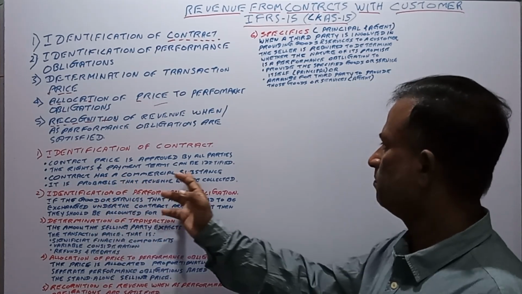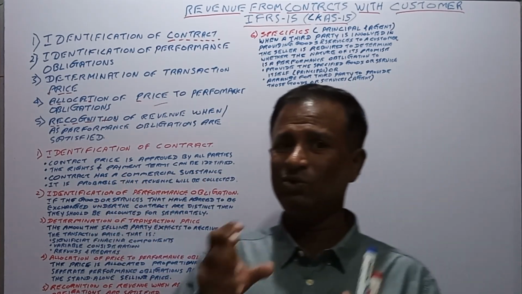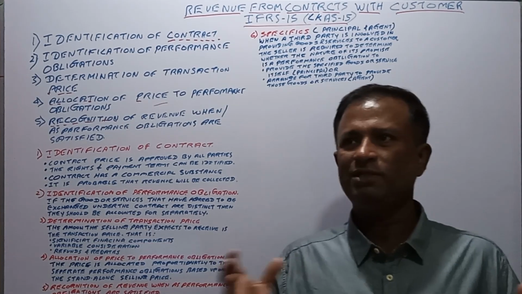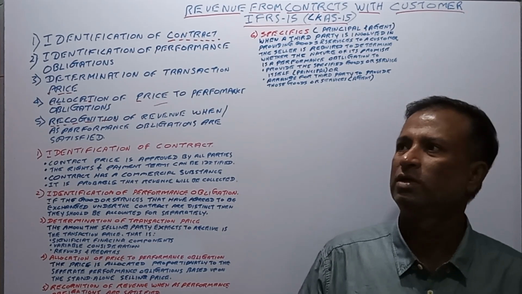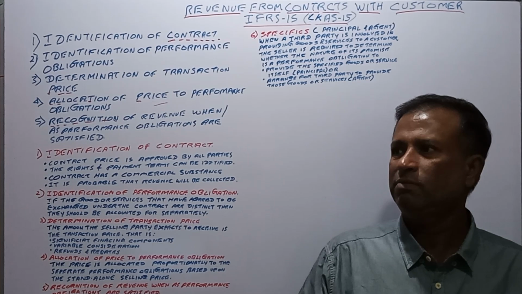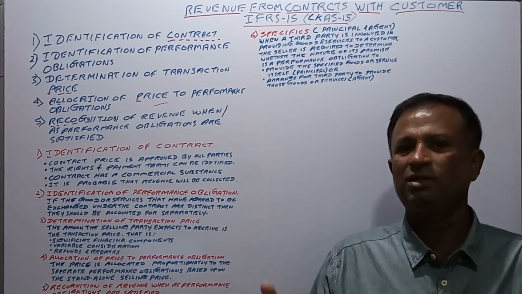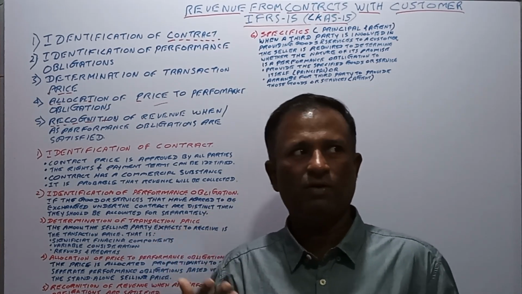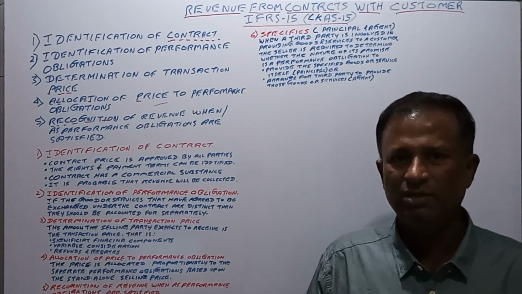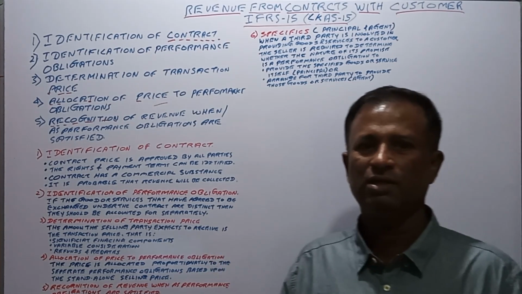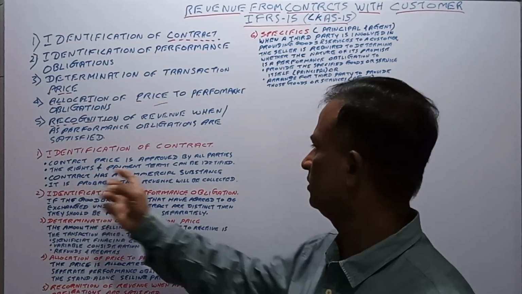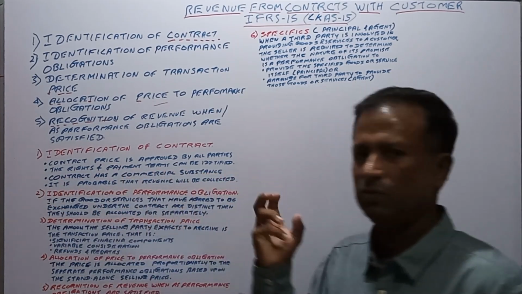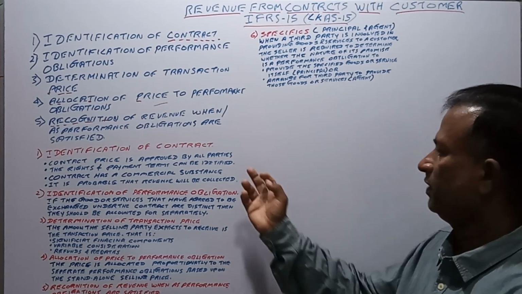The contract should have a commercial substance. Commercial substance in the sense, how can I explain you? It is marketable. The product is in the process of the market, it is available in all the markets. It is saleable. That is what they said. There should be a commercial substance, to earn a profit, right?